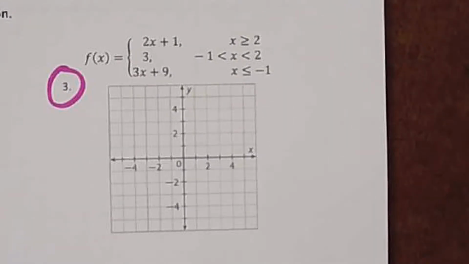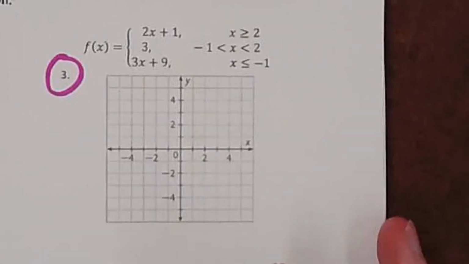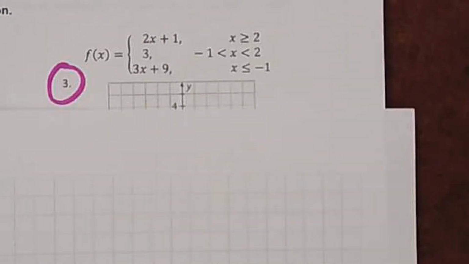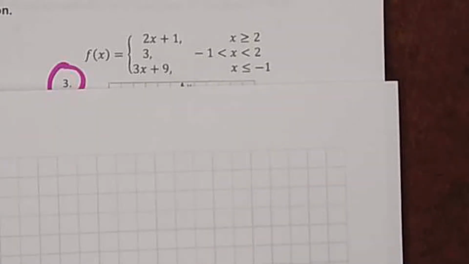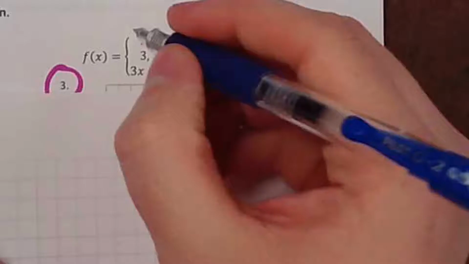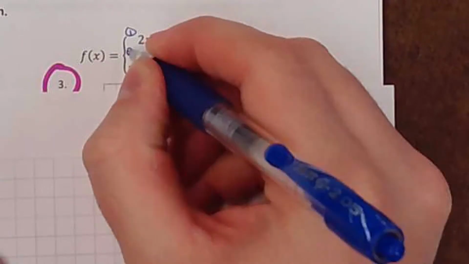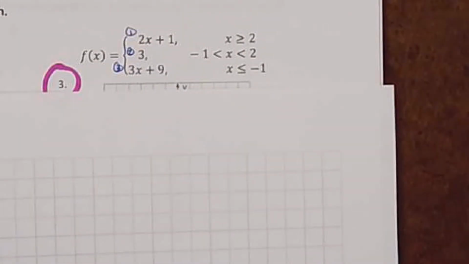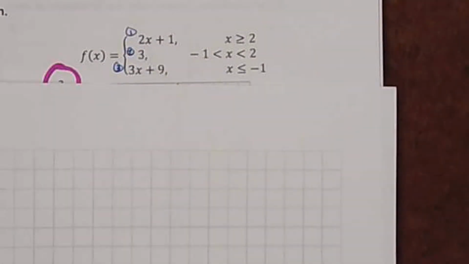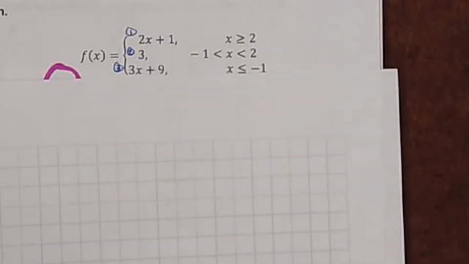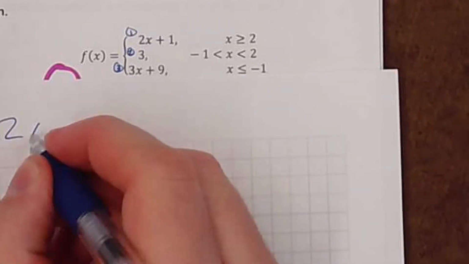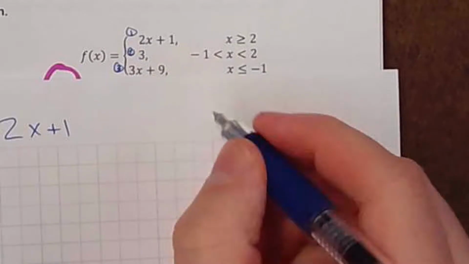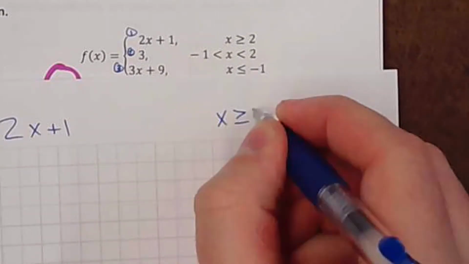Okay, so number 3 gives us 3 equations. Just so we're all clear on which equation I'm talking about at a given moment, I'm going to number them. This is number 1, that's number 2, and that's equation number 3. All right, so how you solve a problem like this is you take the first equation, 2x plus 1, and you take its domain restriction, x greater than or equal to 2.